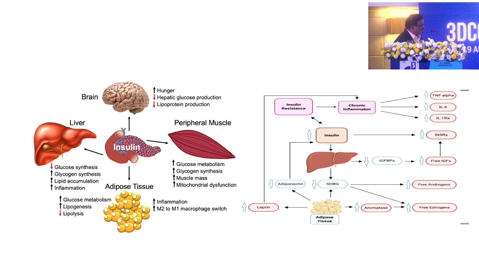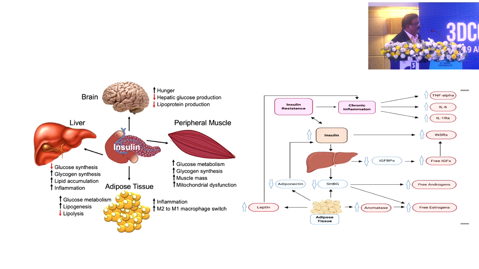Most important, we put adipose tissue. This is adipose tissue. There is increased glucose metabolism, increased lipogenesis, decreased lipolysis. This is normal physiology. With increased insulin resistance, or in a diabetic, lipolysis is increased. There is decreased glycogen synthesis, increased lipid accumulation, and increased inflammation because of increased insulin resistance.